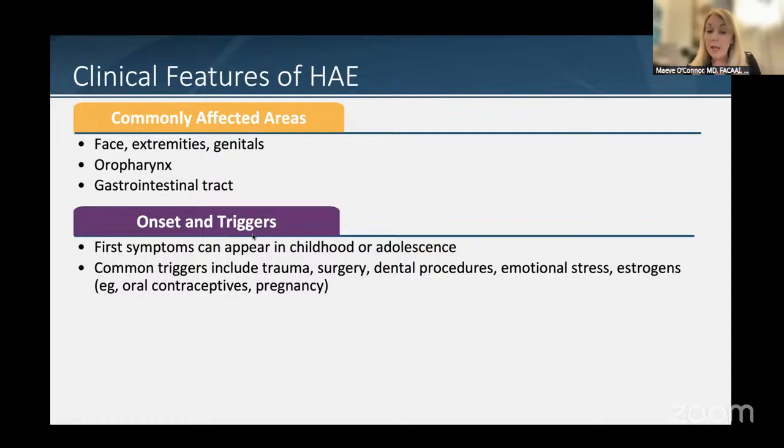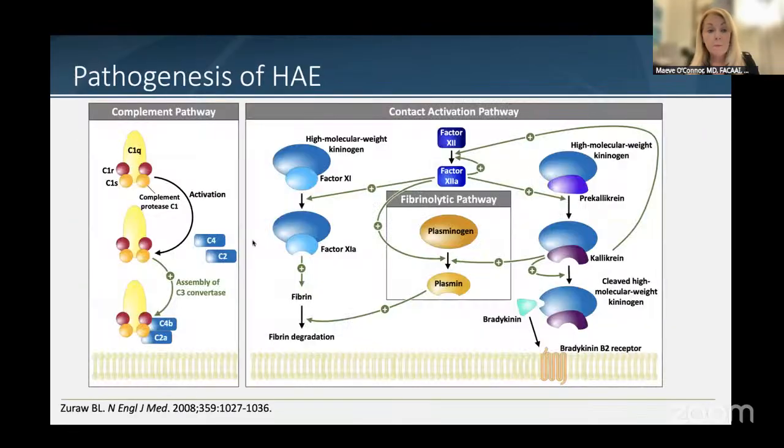First symptoms can occur in childhood or adolescence or even later in life, and common triggers, again, can be variable, and they include trauma, such as surgery, dental procedures, emotional stress, estrogens, including oral contraceptives, and pregnancy.